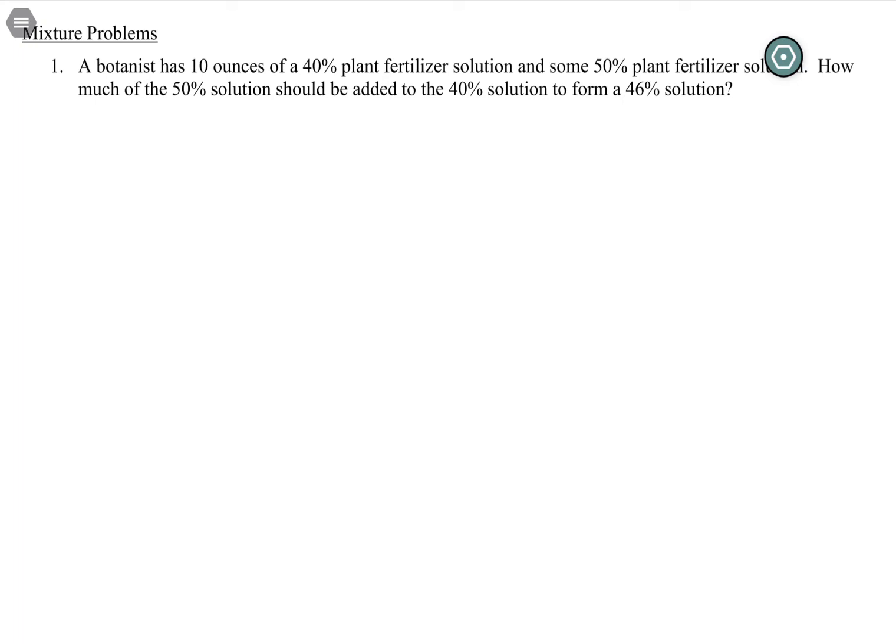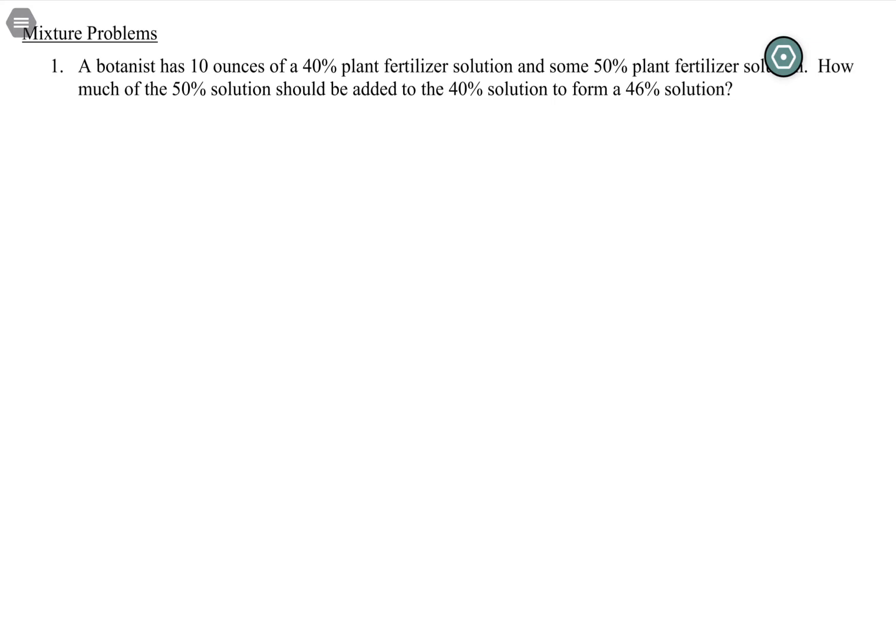Okay, let's work on a mixture problem. So again, we've seen bits and pieces of this in the expressions chapter, but we're going to put it all together and build equations that we can solve in this section. So we're working on a mixture.